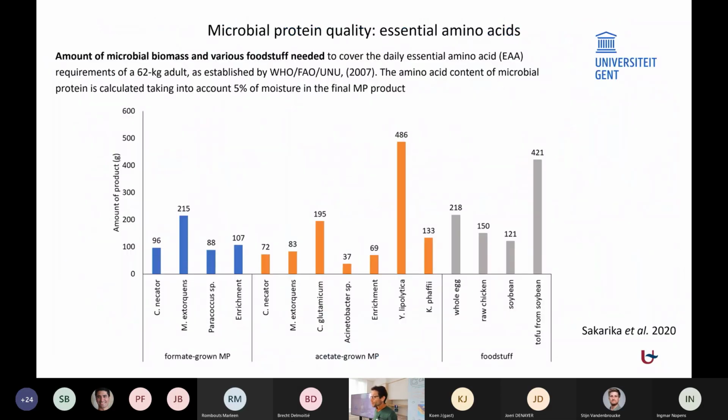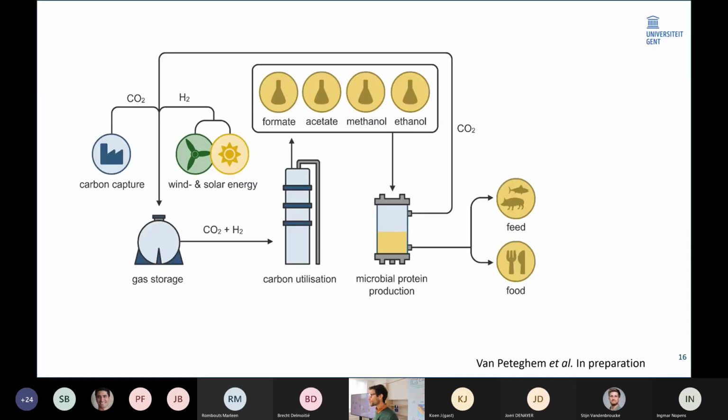Now, protein quality is very important, and here you see a study of the group of Korneel Rabaey, and you see the amount of product you need to eat to fulfill the dietary demands. And at the right you see conventional sources, and the lowest conventional source is soybean. And you see at the left in the 2 colors that all these classes of microbes can easily go below. So with minimal quantities of this biomass, you can fulfill your dietary requirements because the essential amino acid profiles are so good.